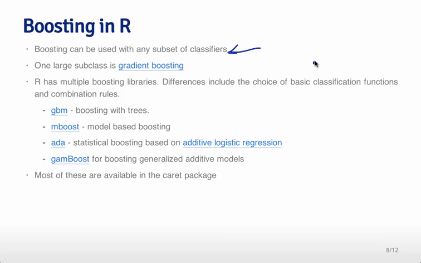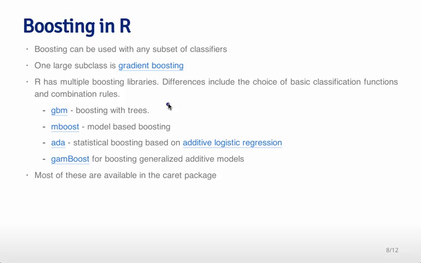In other words, you can start with any sort of weak set of classifiers. In the previous example, we just used straight lines to separate the plane. A very large class is what's called gradient boosting, and you can read more about that here. R has multiple boosting libraries, so they basically depend on the different kinds of classification functions and combination rules.